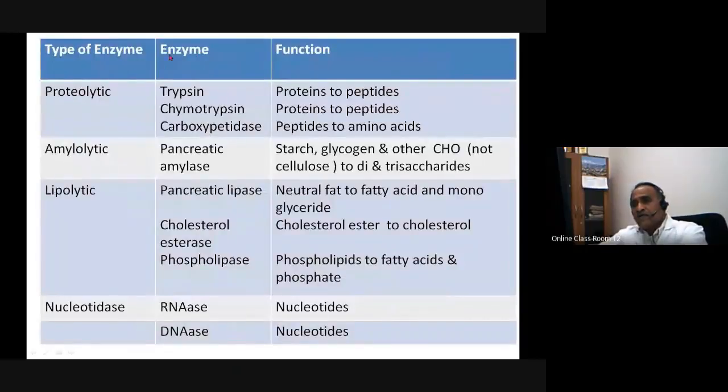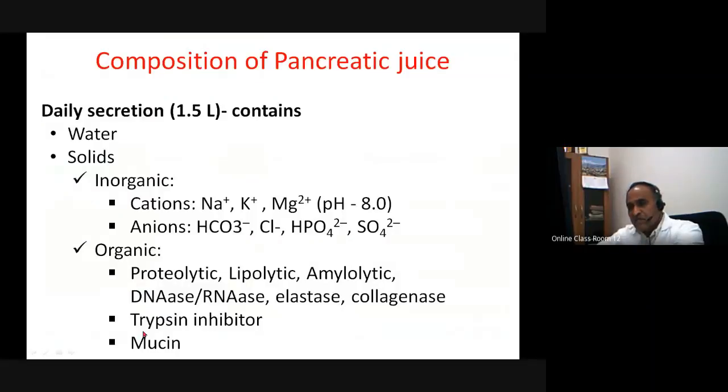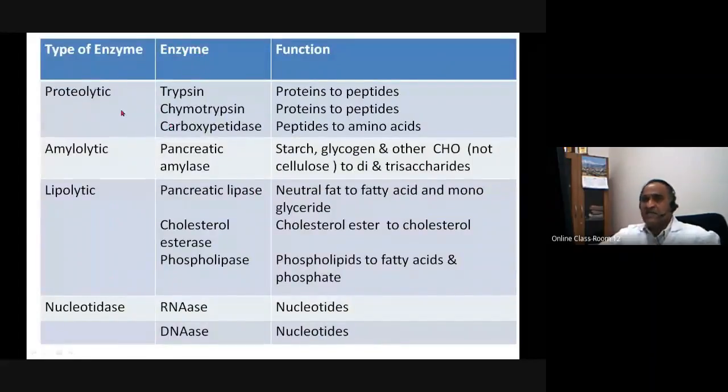Because I have broadly classified this composition, now I will try to give a little more detailed outline of these enzymes. What are these proteolytic enzymes? The proteolytic enzymes are trypsin, chymotrypsin, and carboxypeptidase. Trypsin breaks down proteins to peptides. Peptides are a group of amino acids. It's not complete digestion, only up to the peptide level, and the peptidases are there.